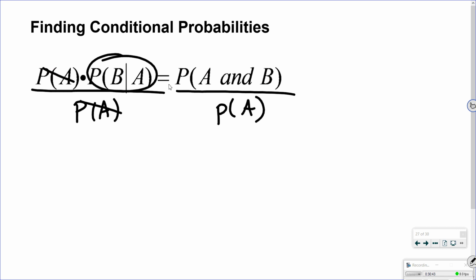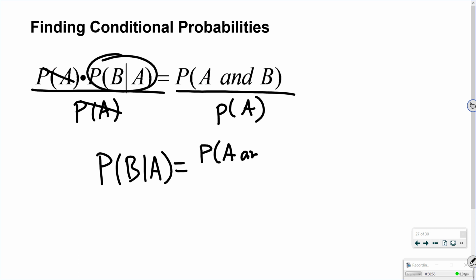So this is the formula for conditional probability. Pause it for a second when I get done here and write this down. If I want to find the probability that B happened given that A already did, I take the probability of A and B and I divide it by the probability of the given, the probability of A. So again, have that formula written down. You'll have a problem or two on your assignment where you're going to have to use that.